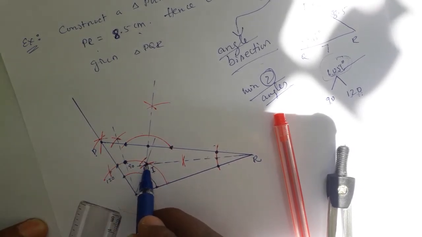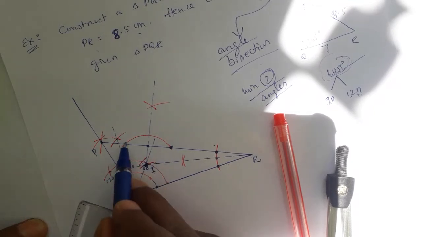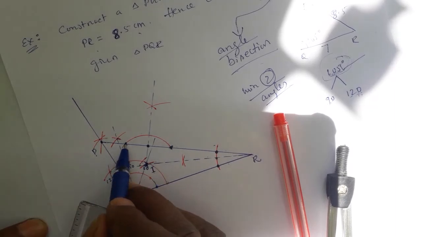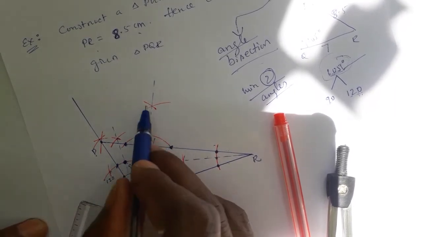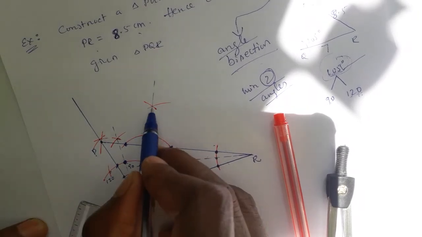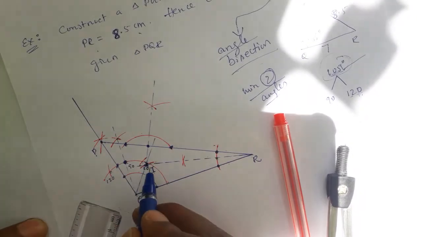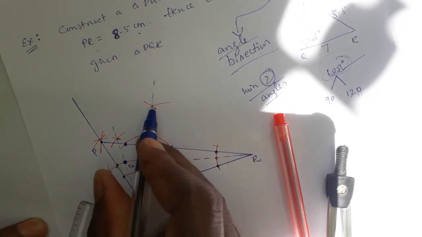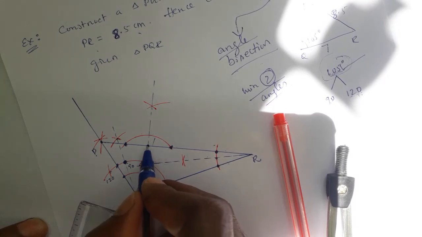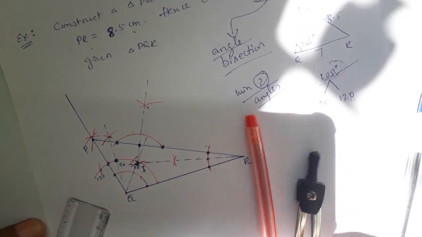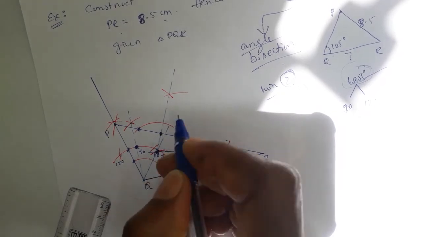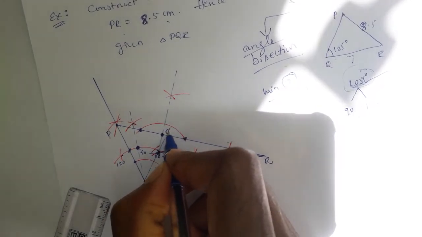I repeat again: from I, mark this arc such that it meets the PR side at 2 points, here one and here one. Then keep the compass there and make arcs above. Then join I and the meeting point of these arcs by a dotted line. This line, passing through the meeting arcs, also passes through the PR side at one point. This point you mark. So this is the required point. Now the final step: this point you better name as O.